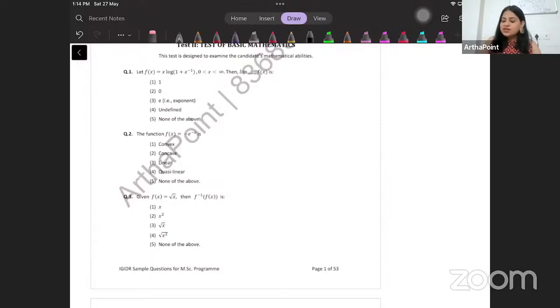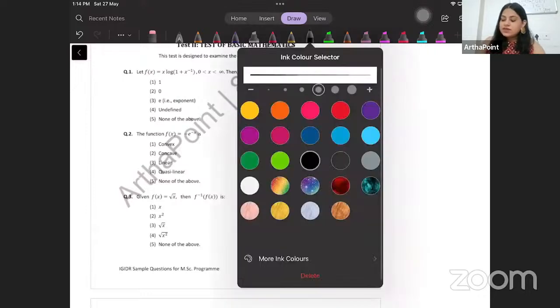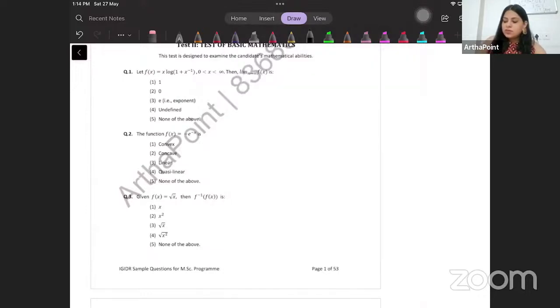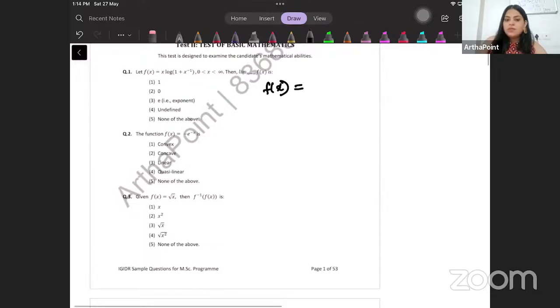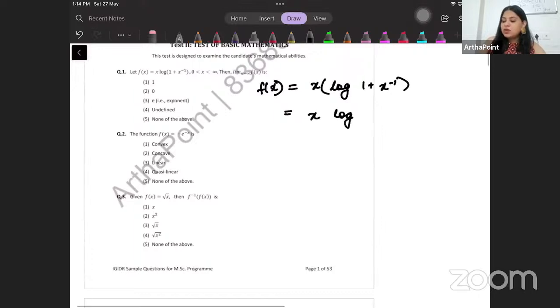So when I say f(x) is equal to x log(1 + x^-1), I can rewrite this, beta, as x log(1 + 1/x). You can write it like this, x log(1 + 1/x). This is easy. I can write it like that.